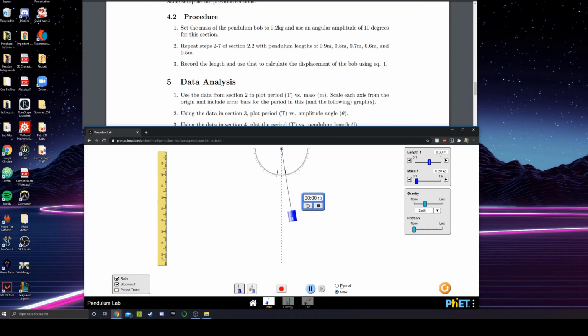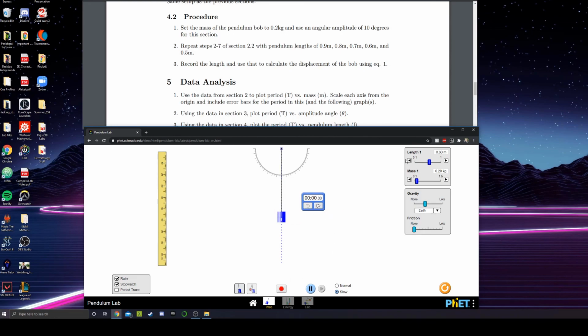And start the recording. For the first period, we've got about 1.5. Second period, we've got about 3.0. Third period, about 4.5, maybe 4.6. Fourth period, about 6.2. Fifth period, about 7.7.